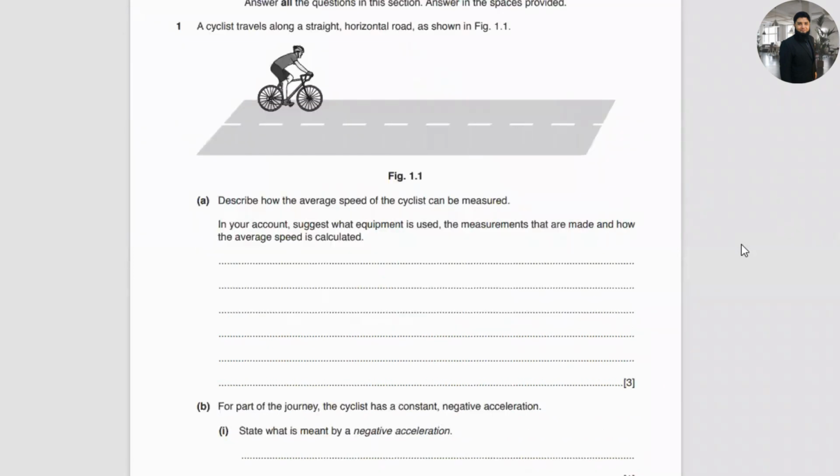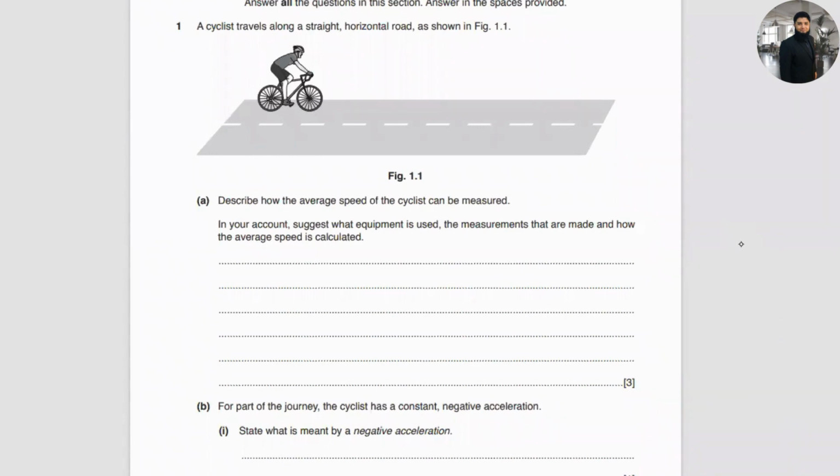In order to find the value for average speed, we must mark the 2 points and measure the distance between them by using a meter rule or tape measure. After that measurement, we will use a stopwatch for the time measurement between the 2 points. And after getting all the values, put them into the formula of average speed, which is distance over time.